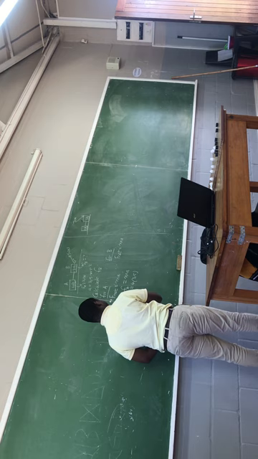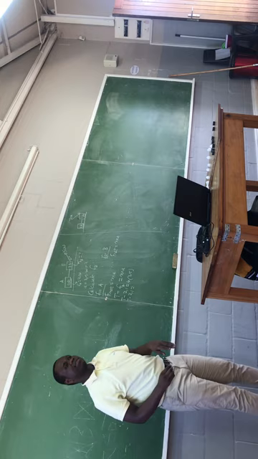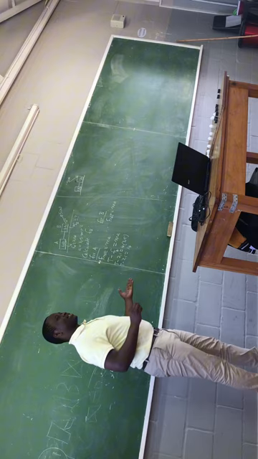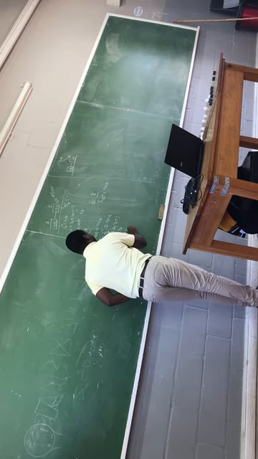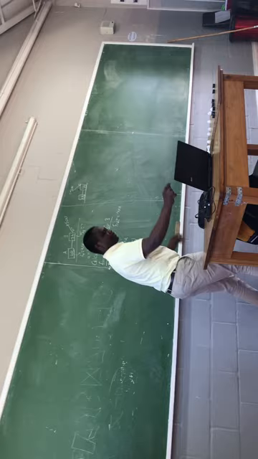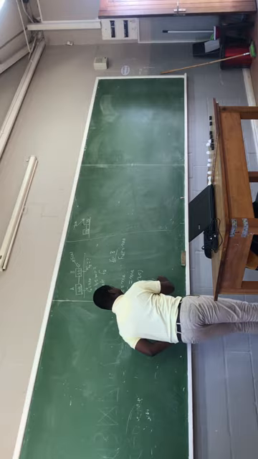T minus 2.1 equal to 4 times 3.5. That is 14. I want to now find T. So pay attention to the sign. Positive 2.1. So T is 16.1. That's our tension T.